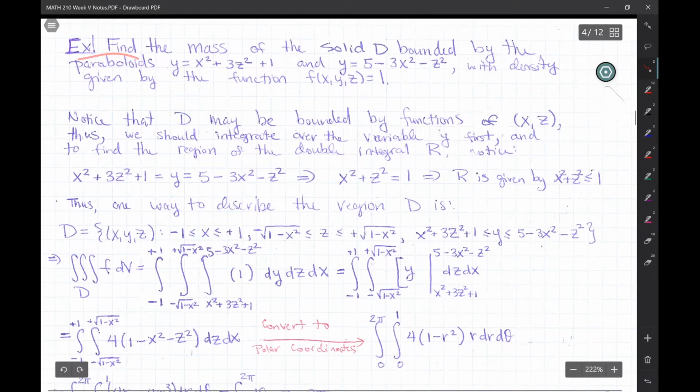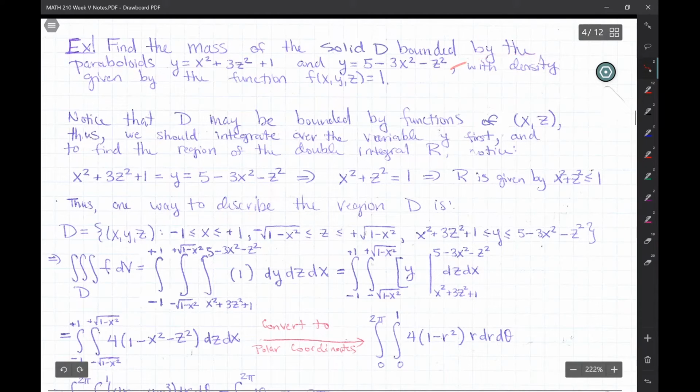So let's take a look at an example. Here we want to find the mass of a solid D bounded by the paraboloids y is equal to some expression of x and z, and likewise y is equal to some expression of x and z. Here notice y is a function of x and z. So this might give us a hint that we should probably integrate over y first, since we could describe this solid as being bounded between two surfaces that are functions of x and z.